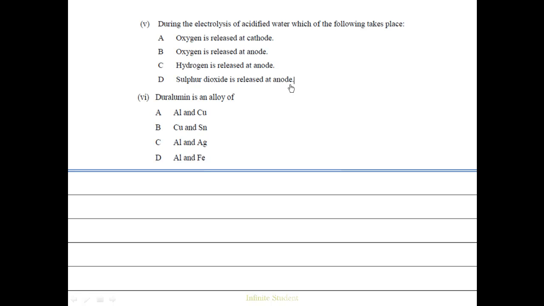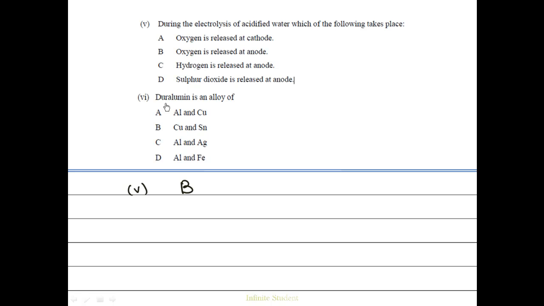If you look closely, in the electrolysis of acidified water, at the cathode, hydrogen ion is discharged and therefore hydrogen is formed. At the anode, the OH minus ion is discharged and therefore water and oxygen are formed. So the only correct option would be B. Oxygen is released at the anode, and therefore the fifth answer would be B.